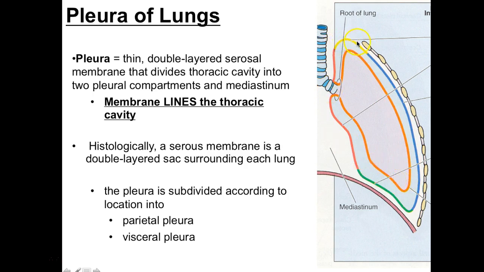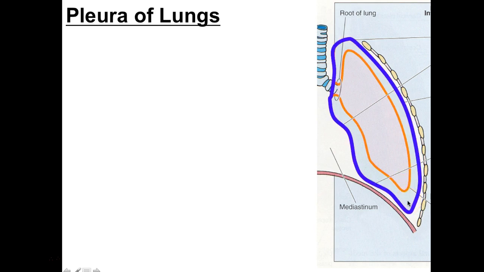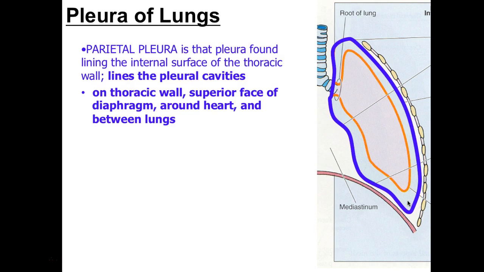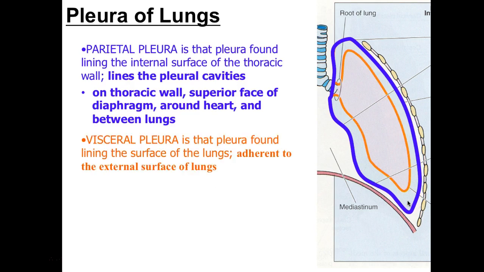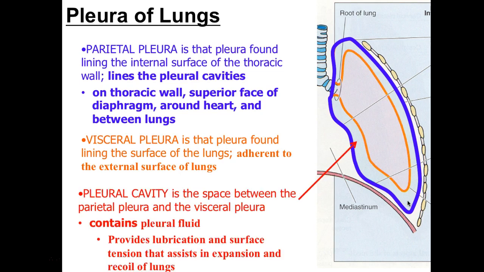Surrounding the thoracic cavity is the parietal pleura. Recall that parietal means wall, so this is surrounding the thoracic wall. And you'll see that that's creating a space here, and that is called the pleural cavity. So here's our parietal pleura in blue, and then we have our visceral pleura in orange once again. And there's our pleural cavity, that space that is created with the pleural fluid.